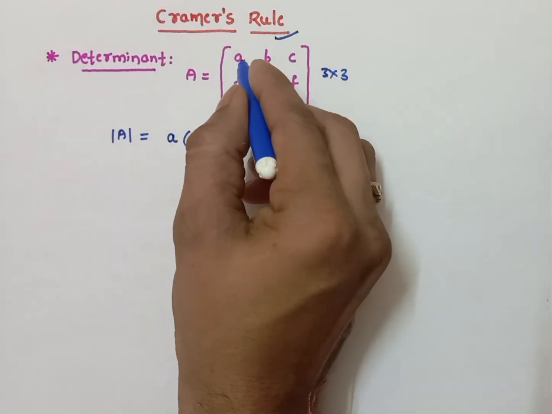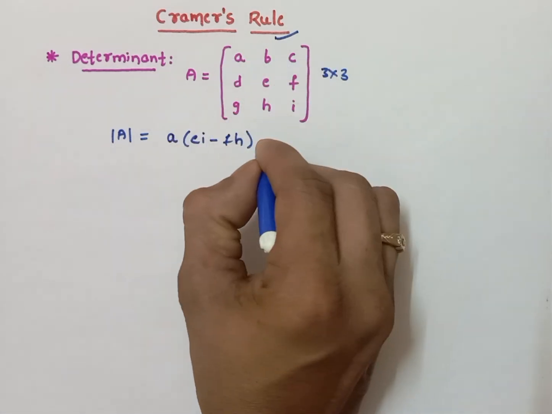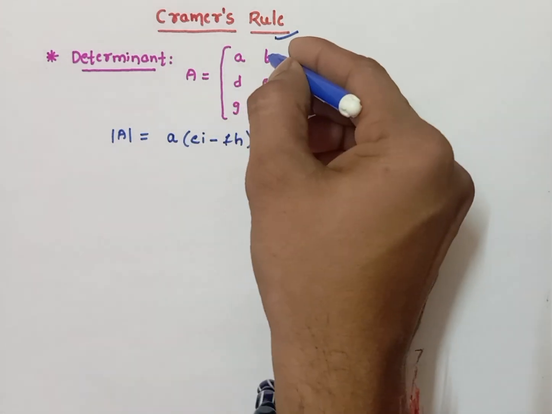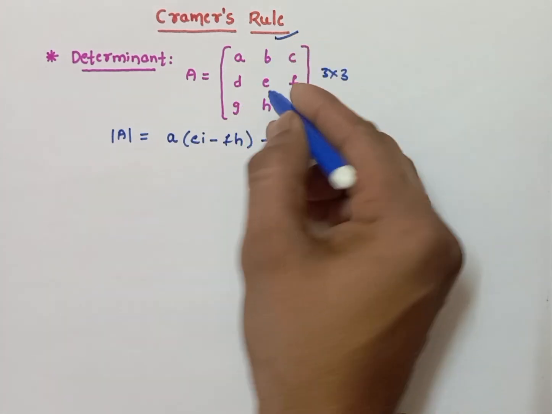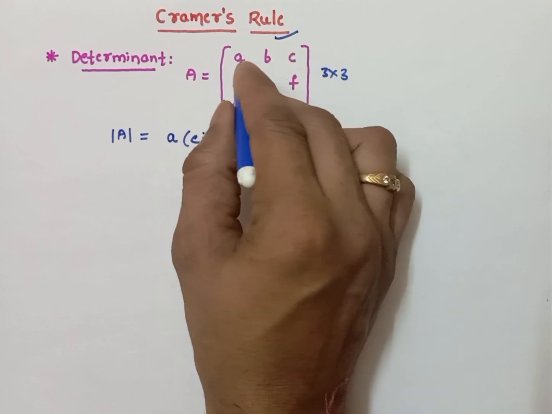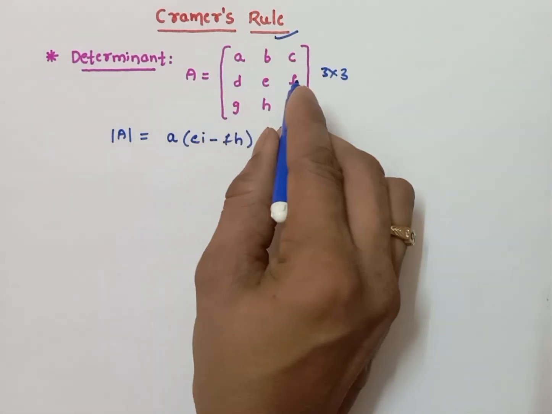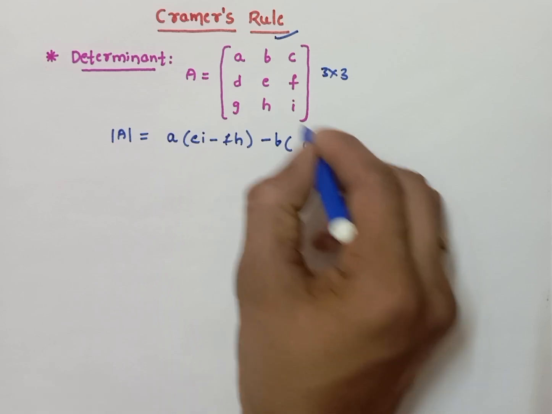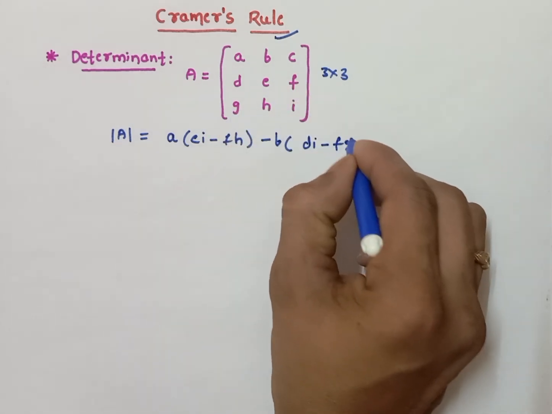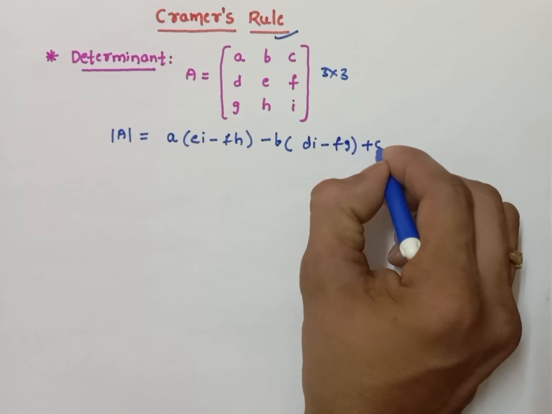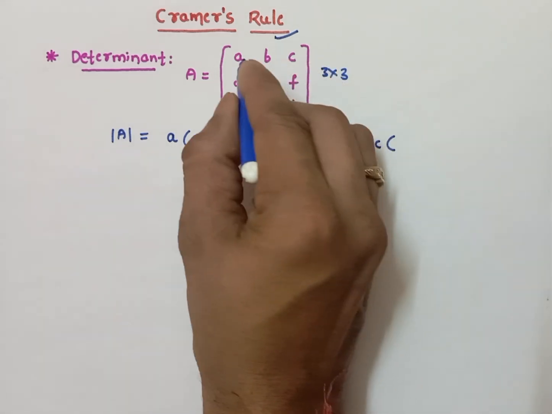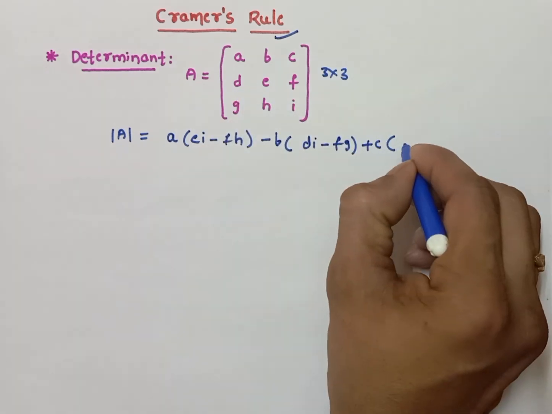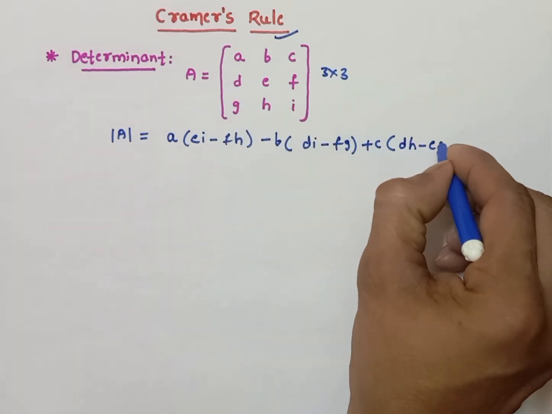Next, first I'm taking with respect to the first row. Followed by minus B, we have to change the symbol, placing minus and plus alternately. If you take B, delete that row and column, and we are left with D, F, G, I. So we'll get D into I minus F into G. Similarly, let us take C also. If you delete its row and column, we are left with D, E, G, H. So we'll get D into H minus E into G.